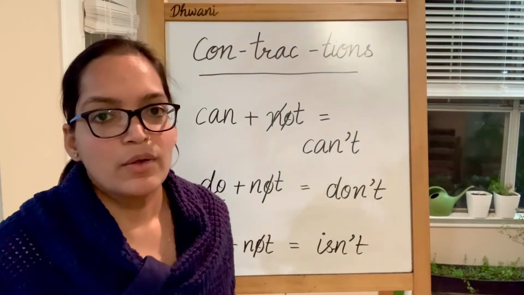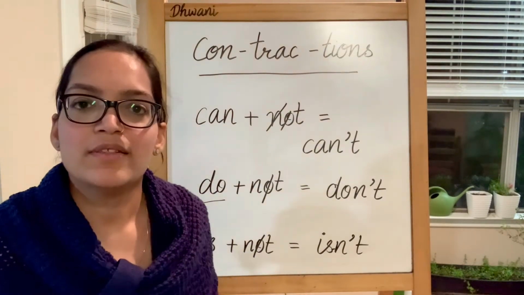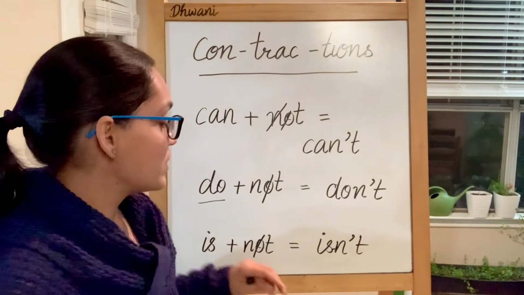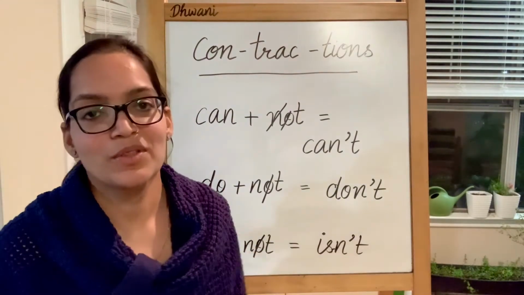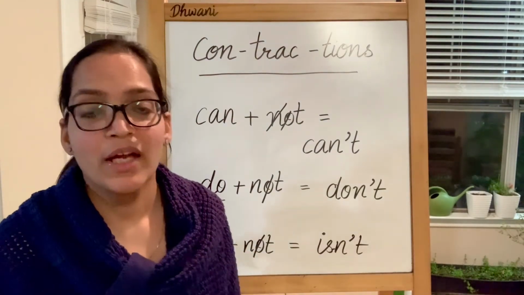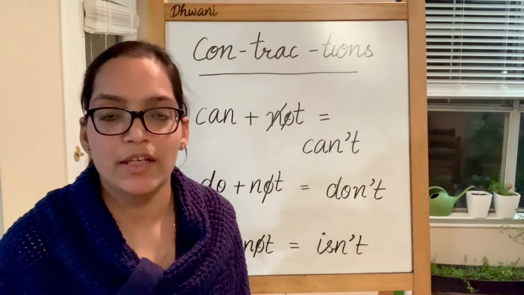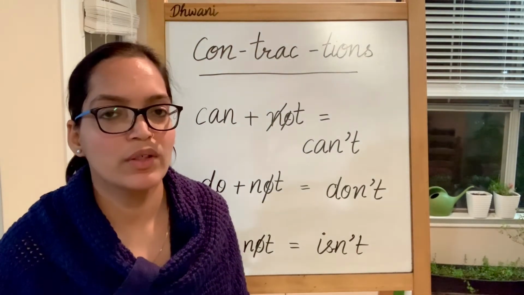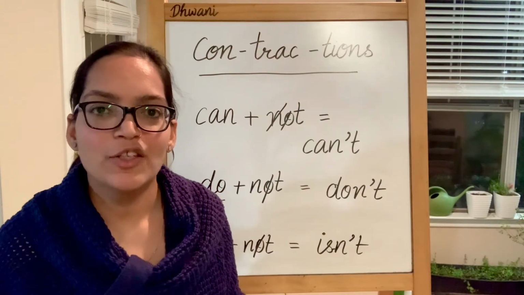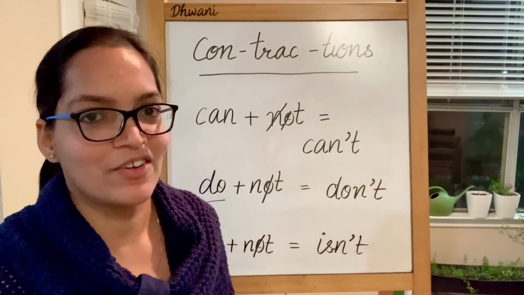This isn't a good day. That means this is not a good day. So instead of is not, I'm using isn't. And we have many more negative contractions like shouldn't, couldn't. And let's move on to tricky contractions.